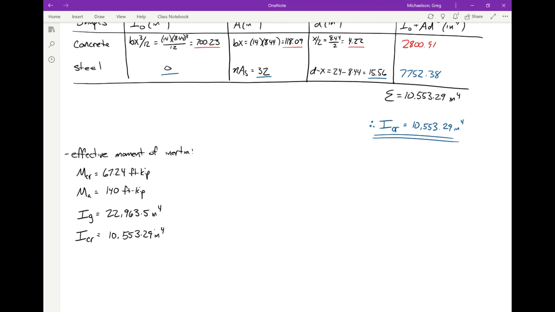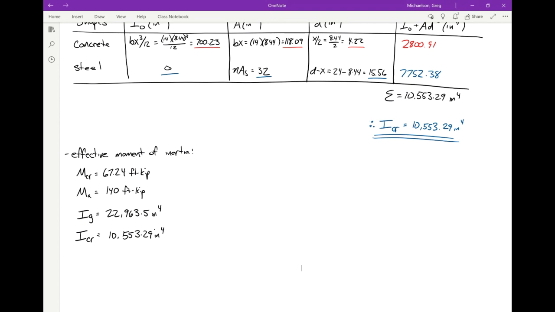And so right off the bat, looking at your IG and your ICR, that's a check to see whether or not you've done everything correctly, because your cracked moment of inertia should be less than your gross moment of inertia. I mean, once the beam is cracked, it's weaker, so you should have a lower I as a result. Also, when you look at your MCR and your MA, your cracking moment is 67 foot kips, and your applied moment is 140. So some of the beam is cracked and some of it isn't, and that's only going to be the case if MA is higher. If MA is less than 2/3 of the cracking moment, we just don't worry about it.